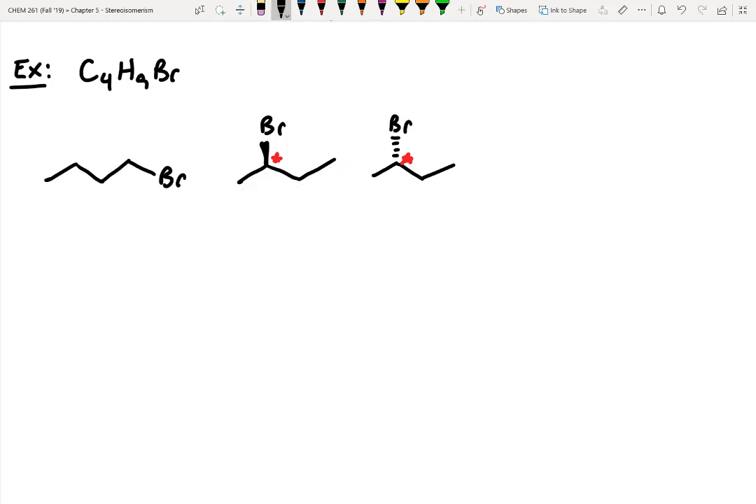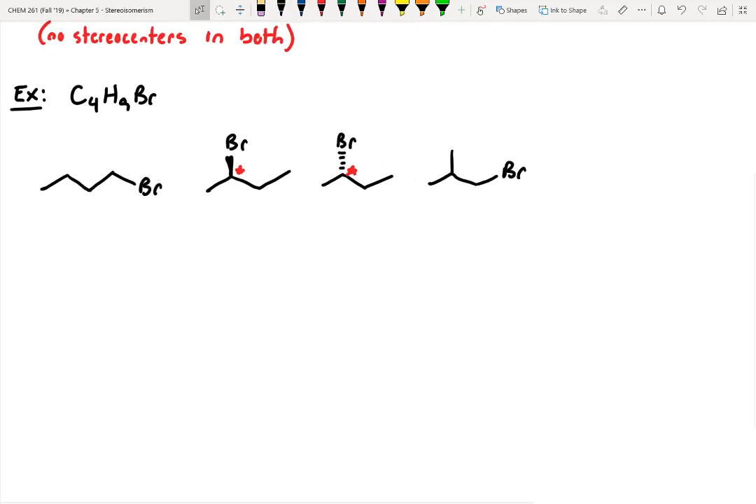Maybe instead of moving the bromine around, maybe we move one of our carbons around. So maybe we move our carbon to a different position. Let me clean this up. It looks like this. That still has 4 carbons off of it, right? So that would work well. All right, what about if we did this, like that.